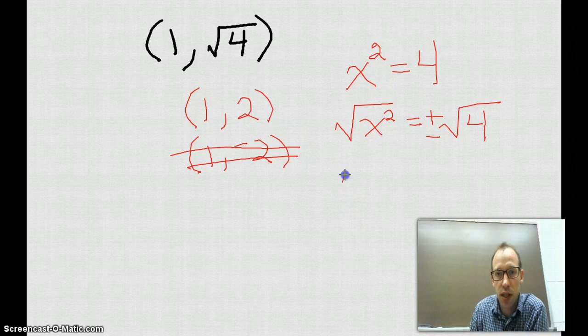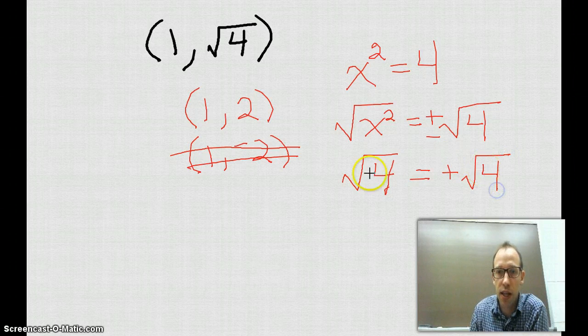In other words, this and this are the same thing. So when you see a square root and there's nothing out in front of it, that only refers to the positive square root of that. However, when you're solving an equation by taking the square root of some number, you do need to take the positive and the negative version of that square root.